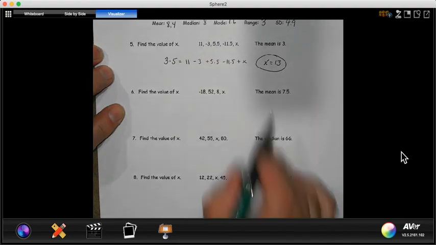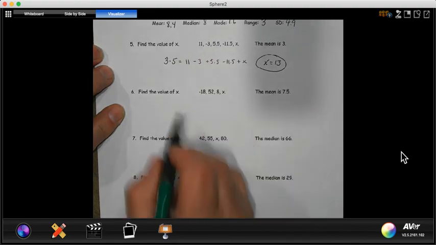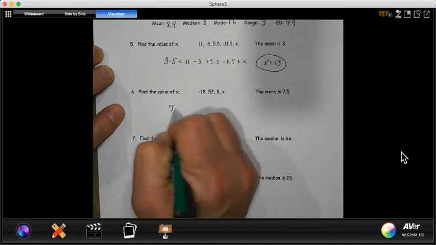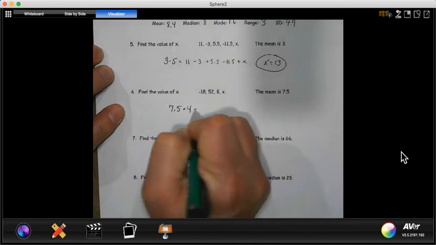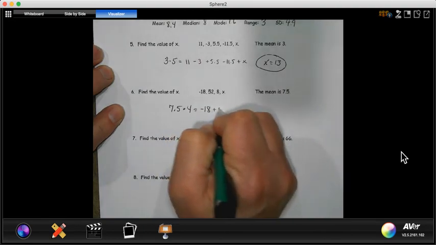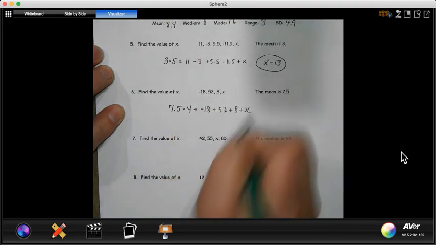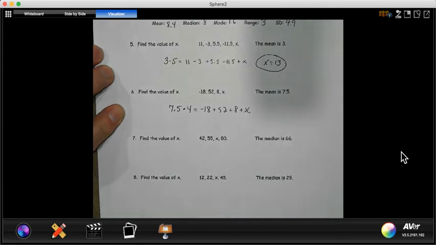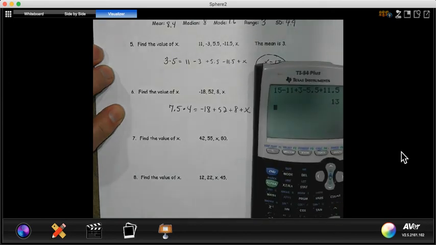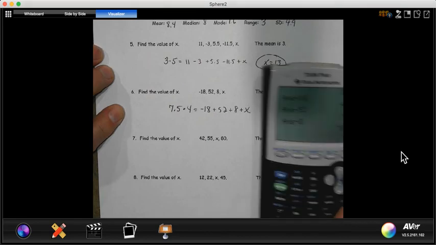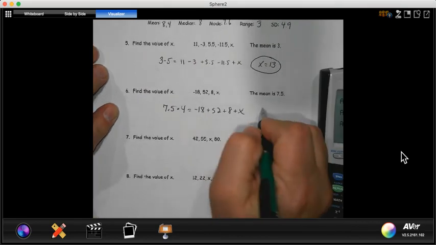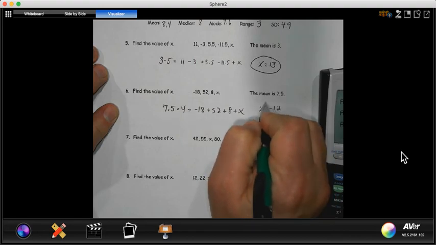Okay. So the mean is 7.5 for 4 numbers. So I see it like this. I see 7.5 times 4 needs to equal all these numbers added up. Okay? So I'm just going to solve that equation for x. So I got to do 7.5 times 4. That's 30. Then I'm going to add 18, minus 52, and minus 8. So that number needs to be negative 12. So x equals negative 12.